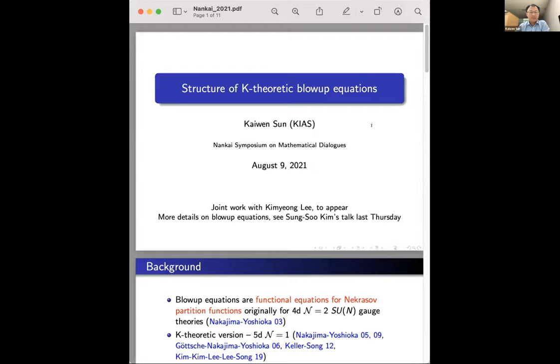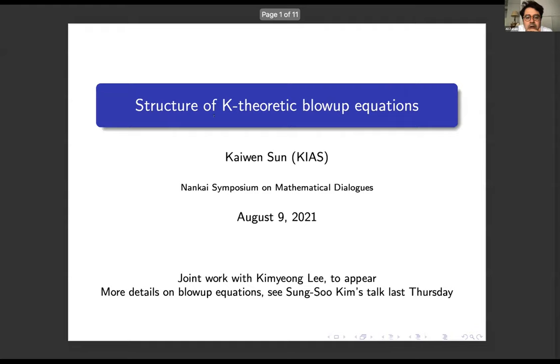Okay, perhaps we can resume the Gong Show. And for the next talk, Kaiwen Sun, from Kyoto, will talk about the structure of the K-theoretic blow-up equations. Yes, please. Thank you.